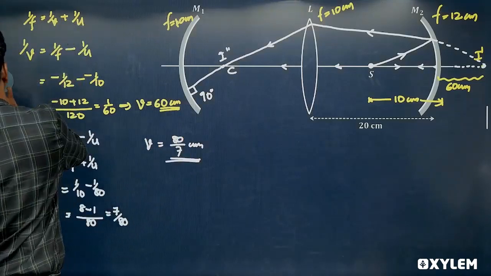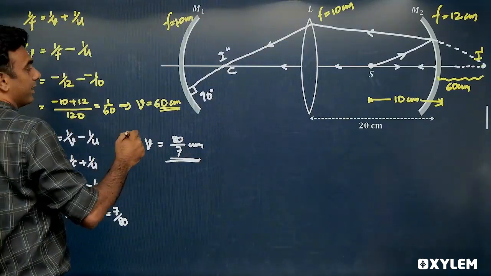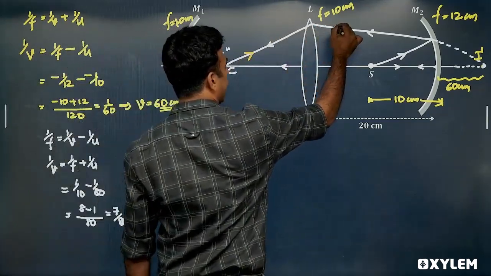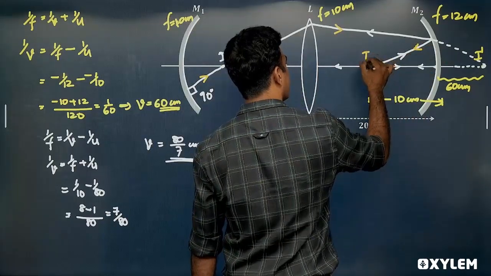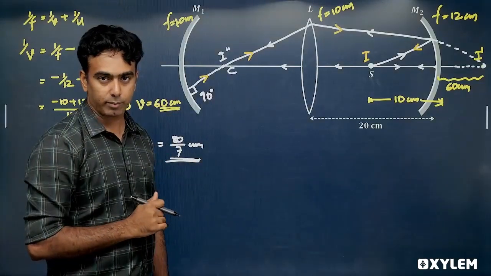Let me change the color. Then what will happen? The ray will retrace the path like this, and finally the image I is formed over here.